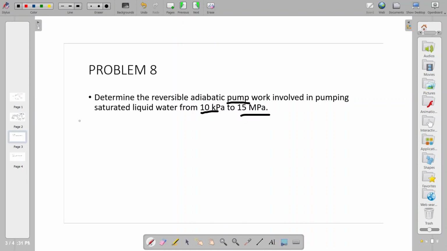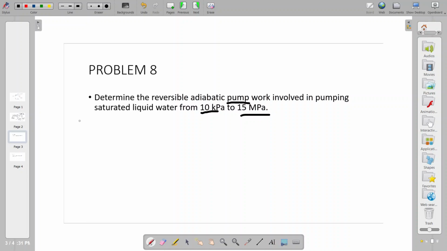0.01 sa may table 2, 0.01. Ayan. So, ito ay pump. So, ibig sabihin, may pumapasok at lumalabas na flow or matter.